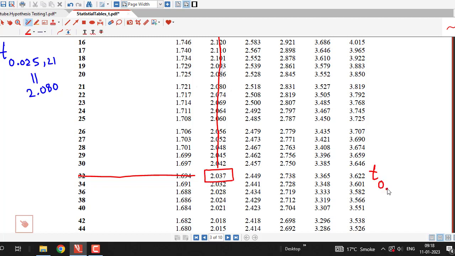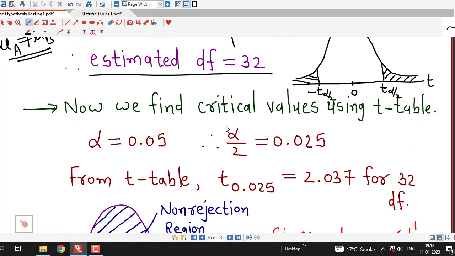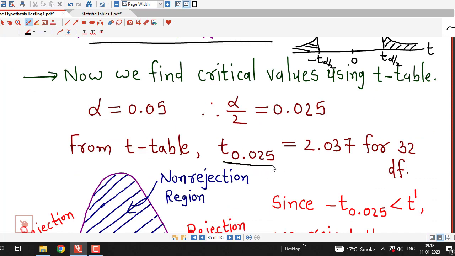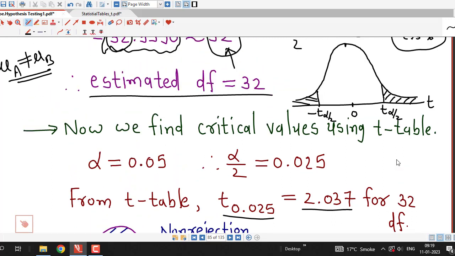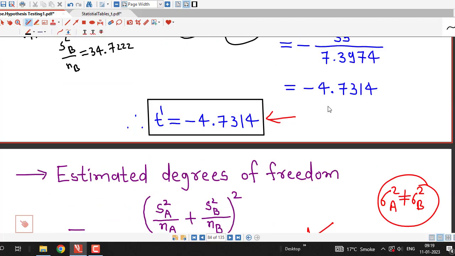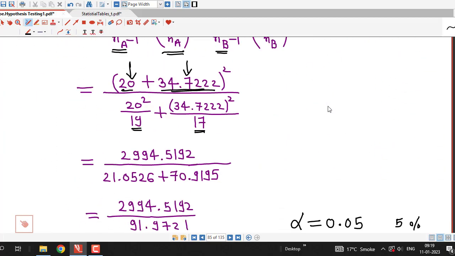That means the value of t is 2.037 for 2.5% area in one tail and 32 degrees of freedom. So I have written here that we find that t suffix 0.025 is 2.037 for 32 degrees of freedom. This value is 2.037, and this is negative of 2.037, and our value for t dash is minus 4.7314.